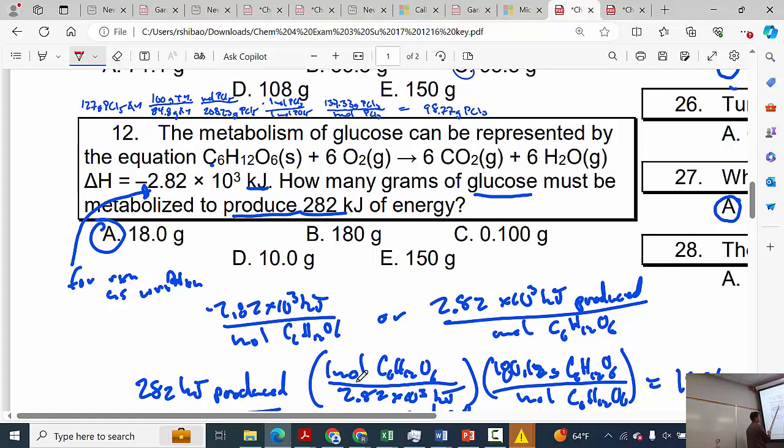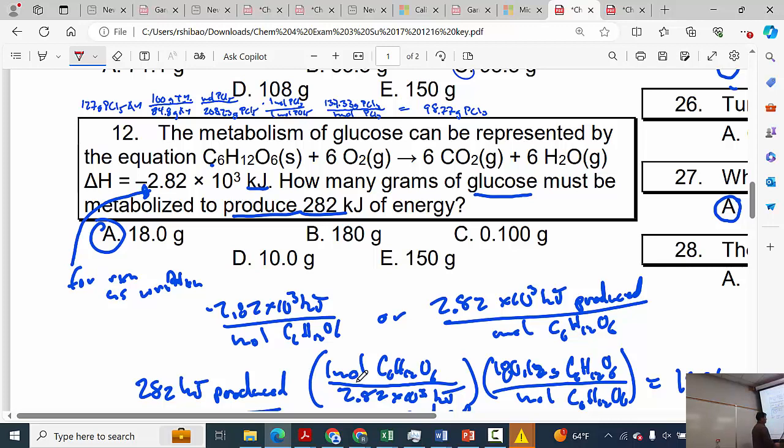This is exothermic. And so delta H is minus 2.82 times 10 to the third kilojoules, and this is for the reaction as written. What that means is minus 2.82 times 10 to the third kilojoules for every 1 mole of glucose, for every 6 moles of O2, for every 6 moles of CO2, and for every 6 moles of water. And so how many grams of glucose must be metabolized to produce 282 kilojoules worth of energy? So the minus means energy is being produced.